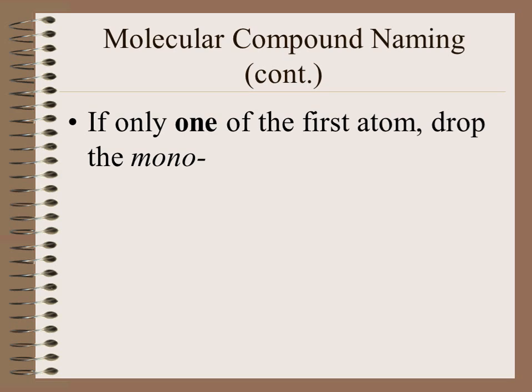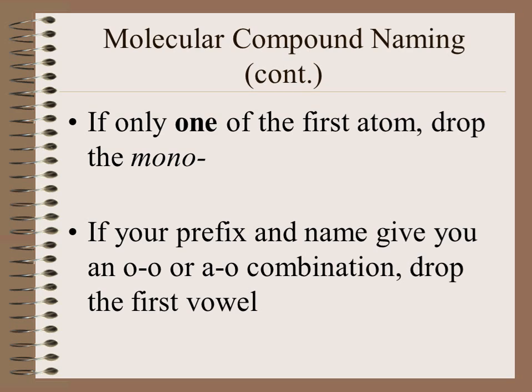Now, some of the things to keep in mind when using these prefixes: there are a couple of exceptions, or a couple of times where we make some modifications to using these prefixes. The first is with the first atom only. If there's only one of them, the prefix mono is not used. The element is just named as it is by itself without the prefix mono. The second atom always has a prefix used, whether it's mono, di, tri, whatever it might be.